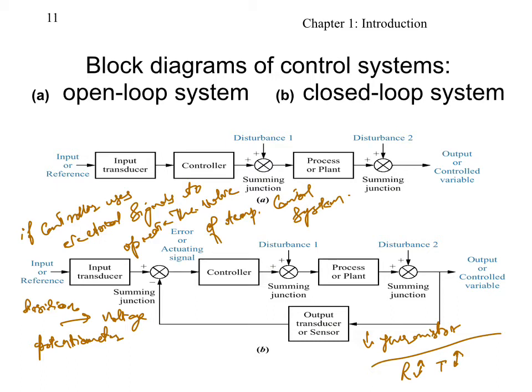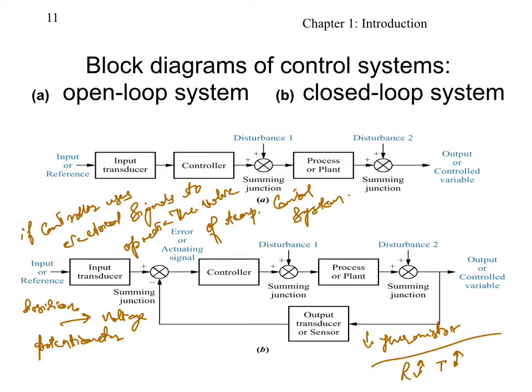Now the input position can be converted into voltage by using a simple device which is known as a potentiometer, which is actually a variable resistor, and this output temperature can be converted to voltage by using a thermistor. So what is a thermistor? A thermistor is a device whose electrical resistance changes with temperature. So in this way we are getting internally the electrical signals.